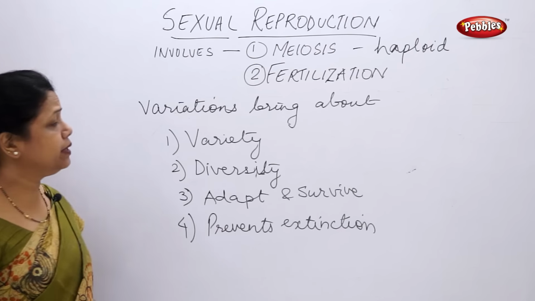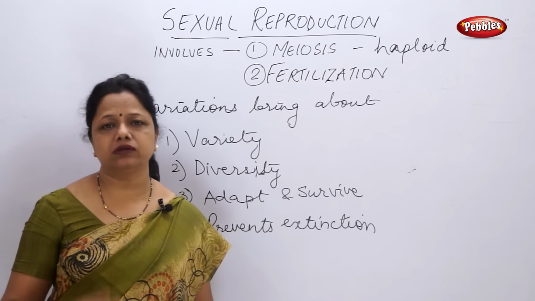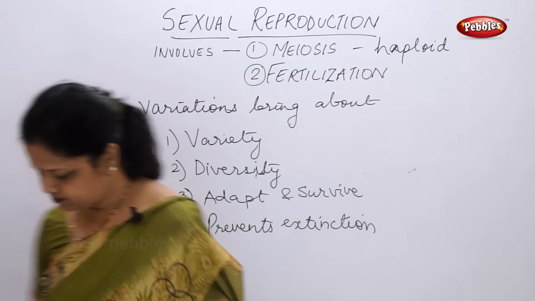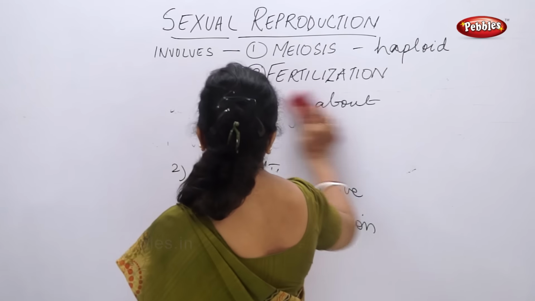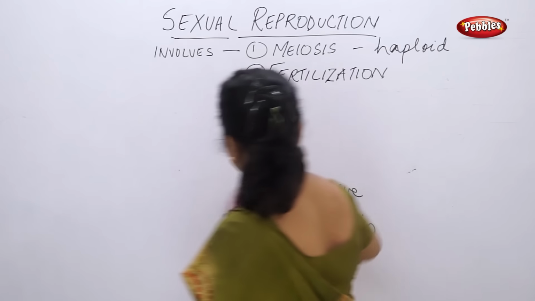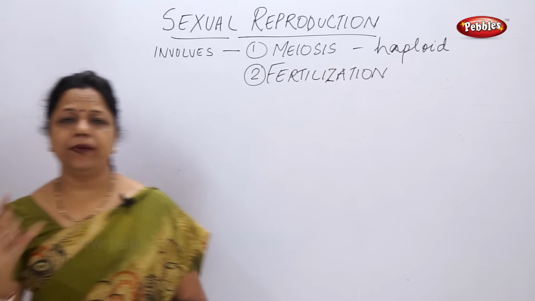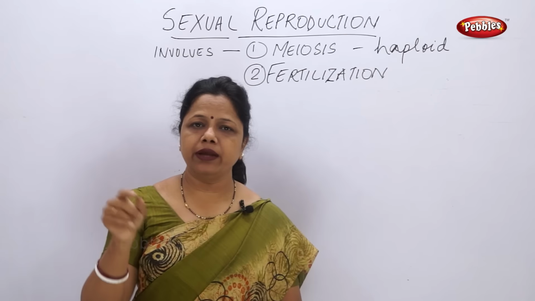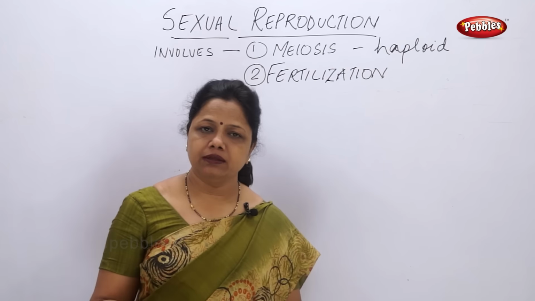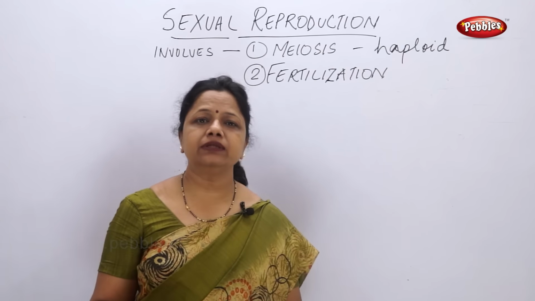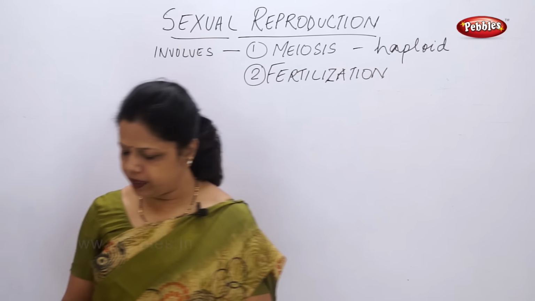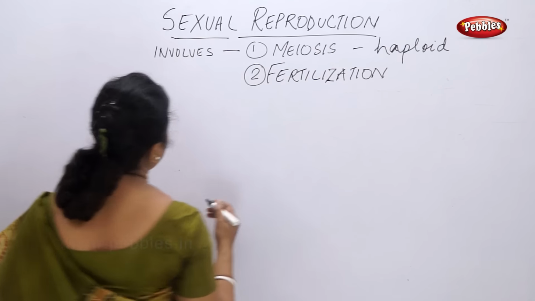Then what is meiosis? How will you show meiosis? With the help of a diagram. So diagrammatically, meiosis can be shown in this way. Remember, in mitosis we showed how a parent cell 2n divides into 2n and 2n. That means they are exact copies of their parent. But here what is happening, the diploid cell is becoming haploid.